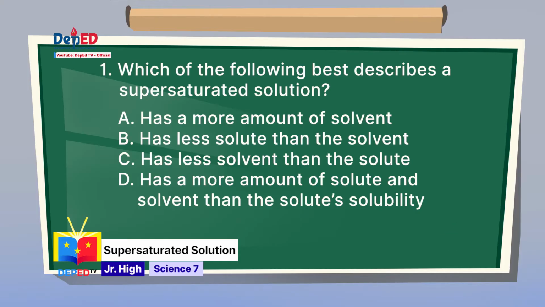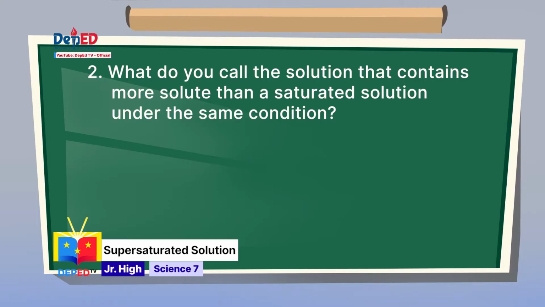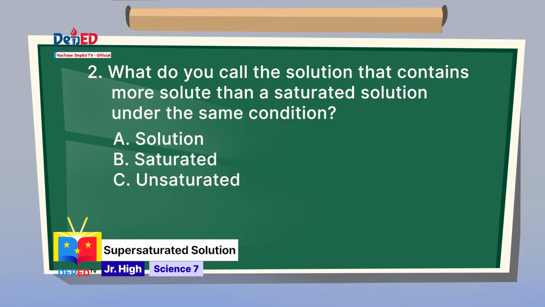The supersaturated solution is a solution that contains more than the maximum amount of solute that can dissolve in a given quantity of solvent. So, the correct answer is letter D. Number 2. What do you call the solution that contains more solute than a saturated solution under the same condition? A. Solution. B. Saturated. C. Unsaturated. D. Supersaturated. The correct answer is letter D.